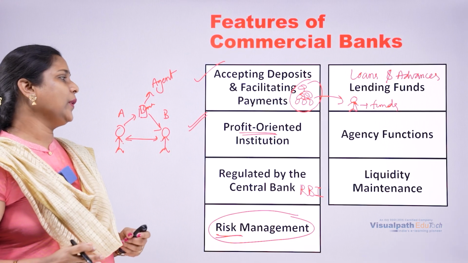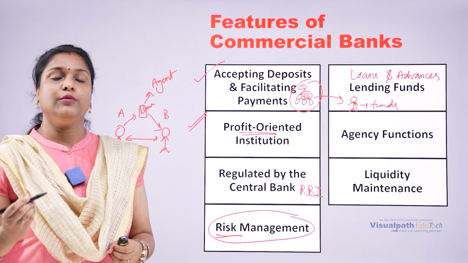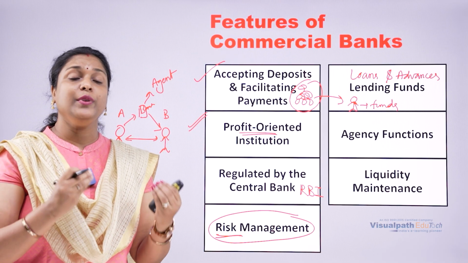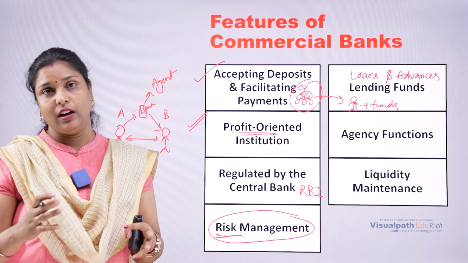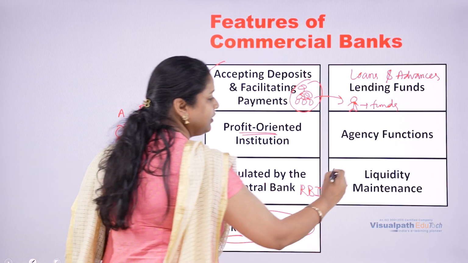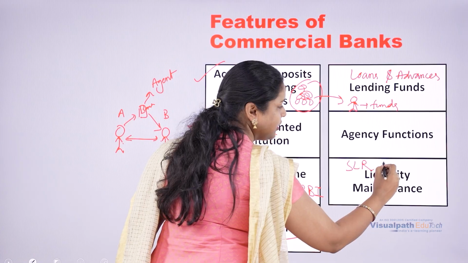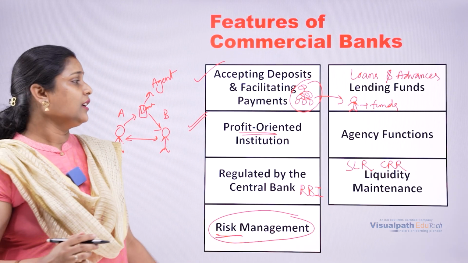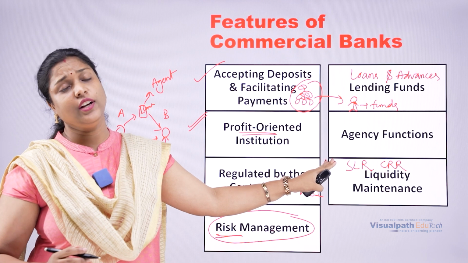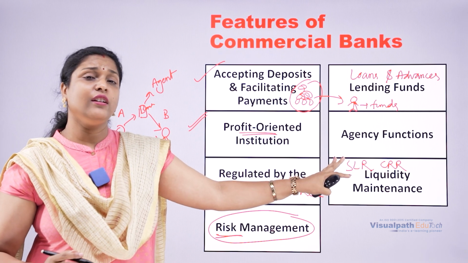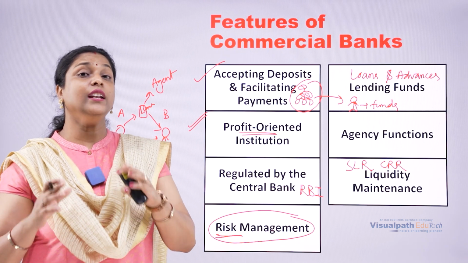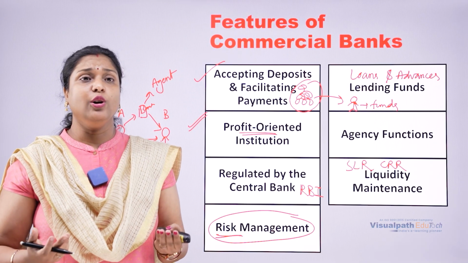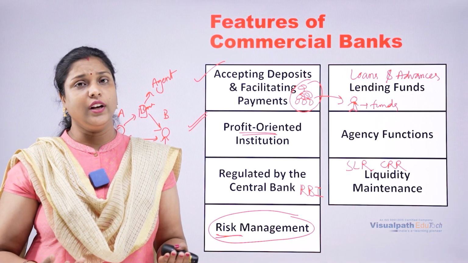Okay. Then liquidity maintenance. One of the main features is to maintain the liquidity to meet the need of that hour. Okay. So there are various tools to maintain the liquidity like SLR or CRR, cash reserve ratio or statutory liquidity ratio. These are a few of the tools which maintain the liquidity in the bank. Not only banks, we need a lot of funds to run our day-to-day lives.